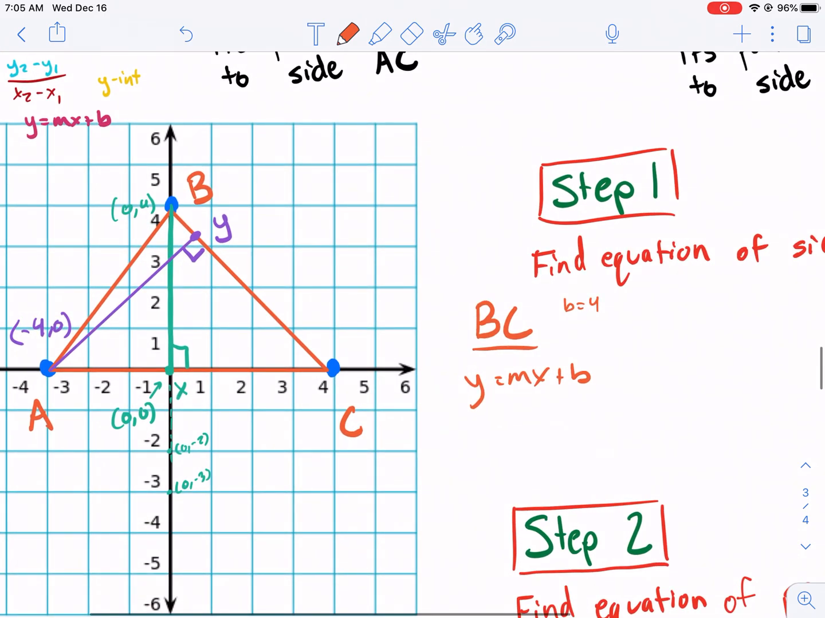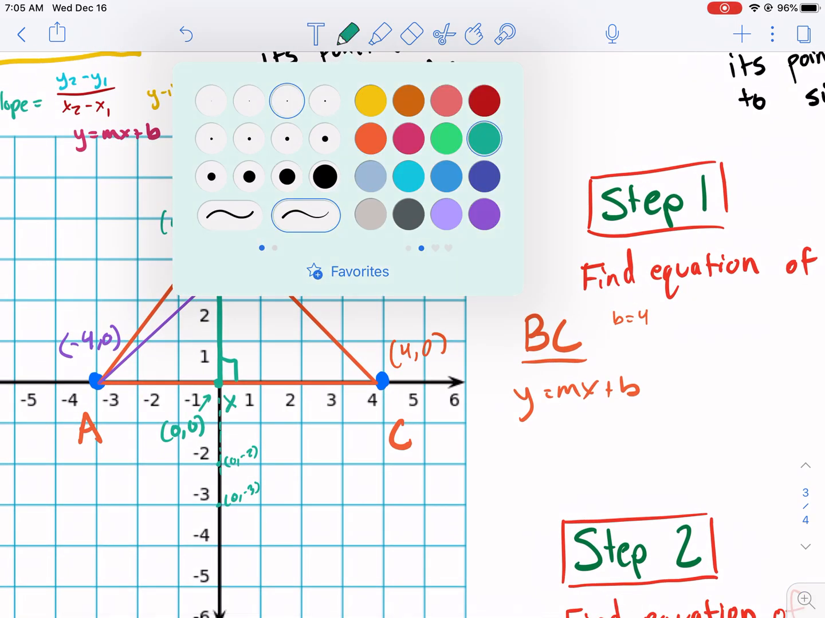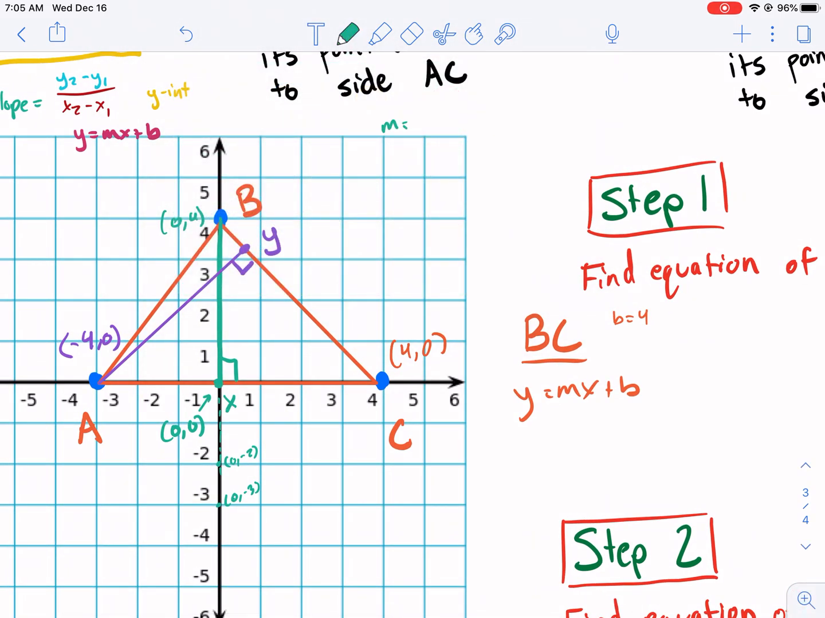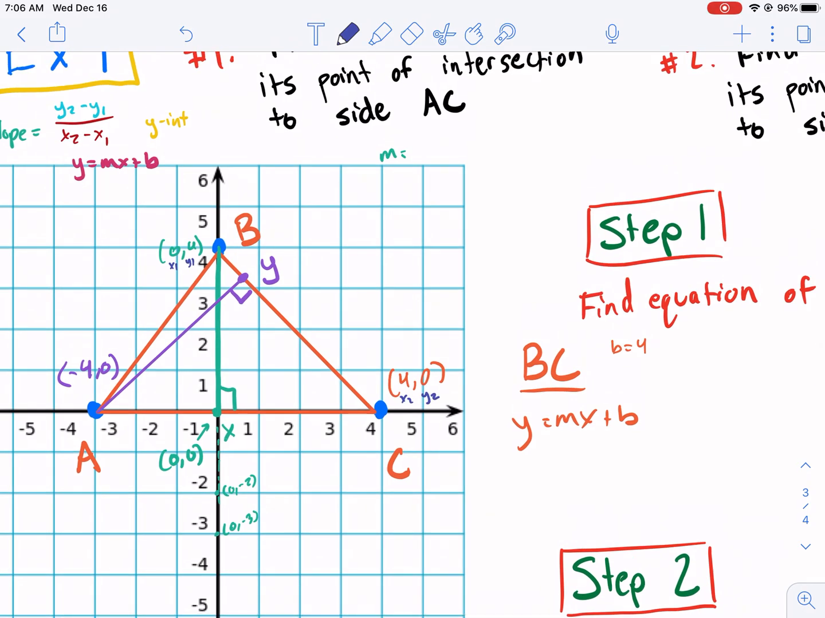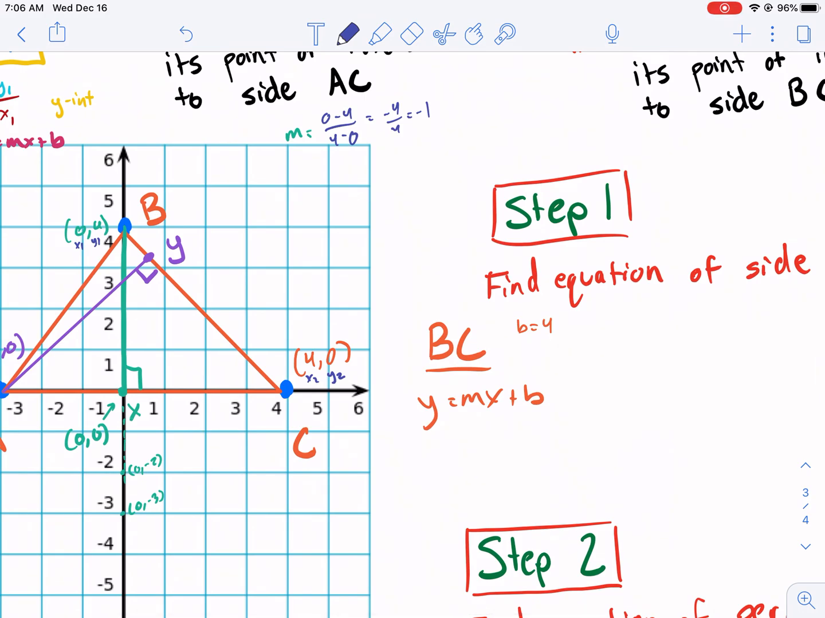So if you want, we can label this point over here. This is (4, 0). And we can find the rise and run between B and C. I'm going to do that just because I think it'd be beneficial for people to see. We're going to label these two points x1, y1, x2, y2. So m, we have 0 minus 4, because that's my y2 minus y1, and then 4 minus 0. We have negative 4 over 4, which is equal to negative 1. So now we have our slope. Our slope is negative 1.